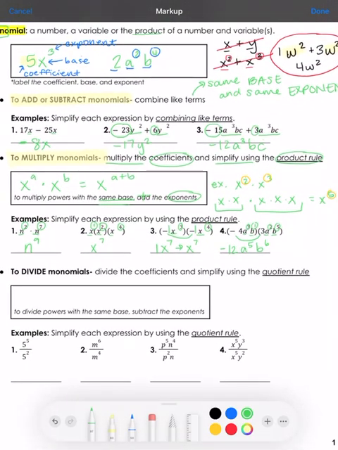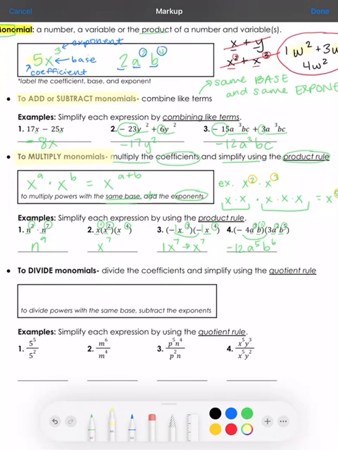Finally, we're going to divide monomials. So this works pretty much the opposite as multiplying monomials. To divide monomials, what we're going to do is divide the coefficients and simplify using the quotient rule. Here's the quotient rule. It means if we have x to the a, x to some power, and we're dividing it by x to the b, this will simplify to x to the a minus b. To divide powers with the same base, we subtract the exponents.